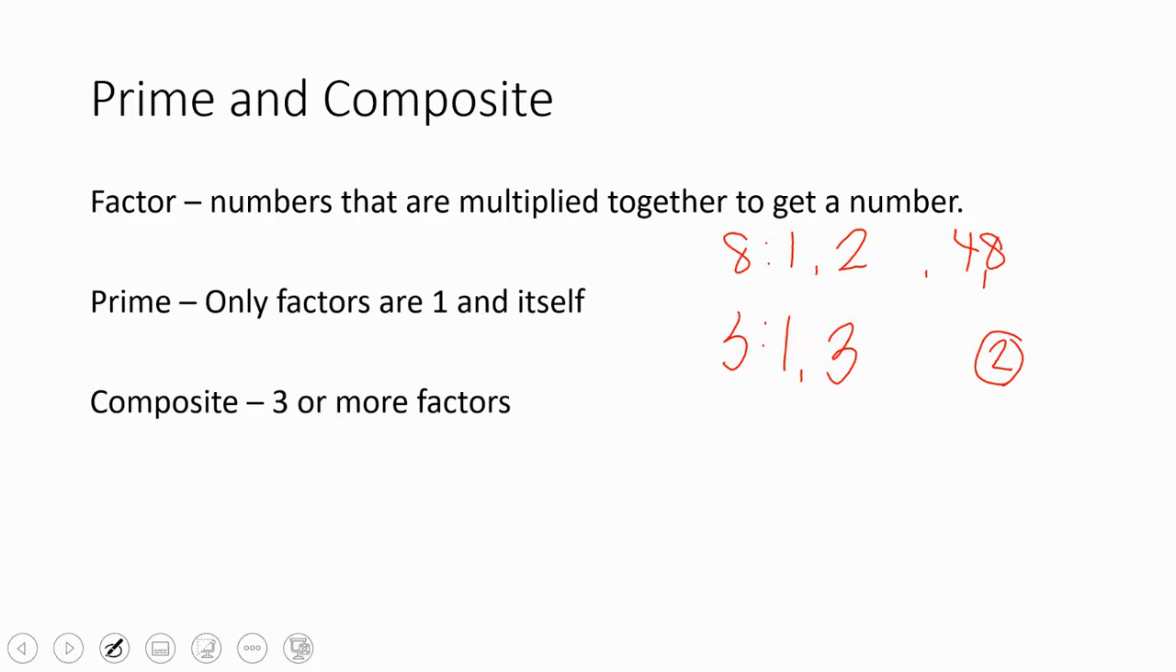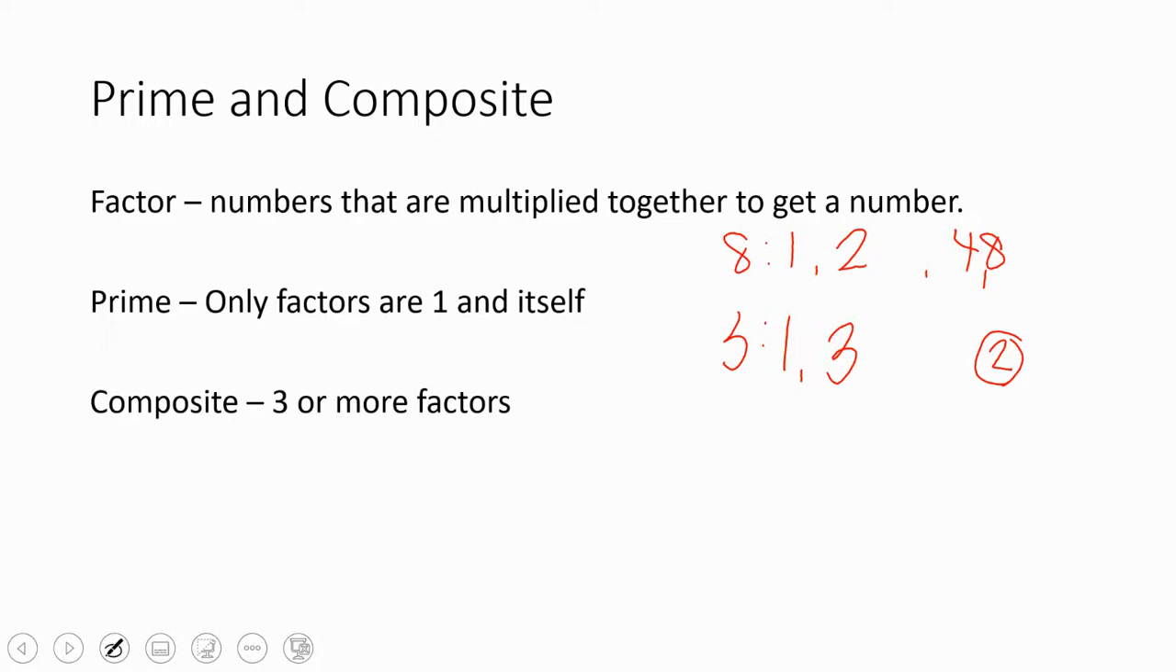Okay. 1 is not considered prime or composite. It's neither, because it doesn't really have 2 factors. It only has 1 factor, which is 1. So 1 is neither, and that's the only number that's going to be neither. Every other whole number is going to be either prime or composite.